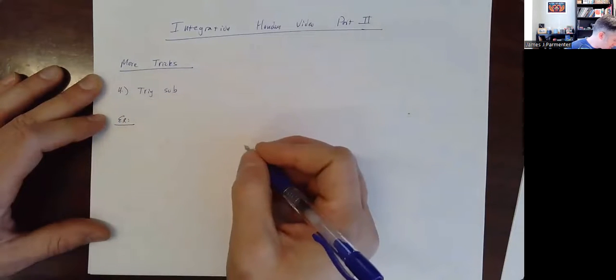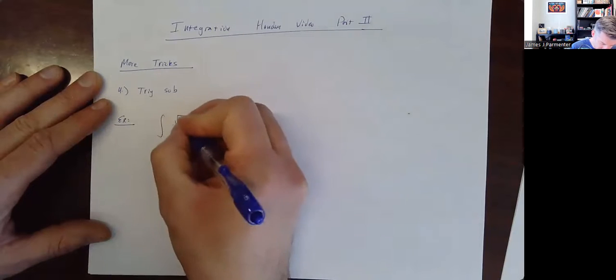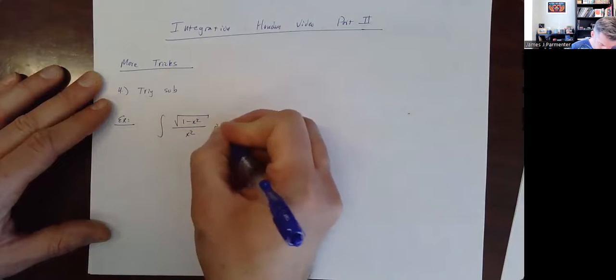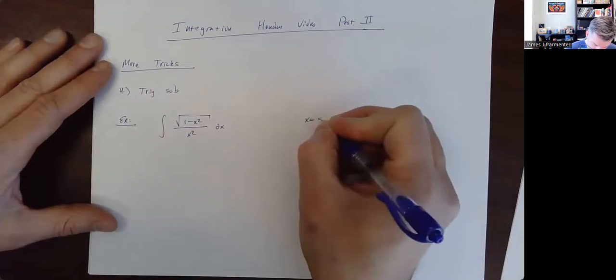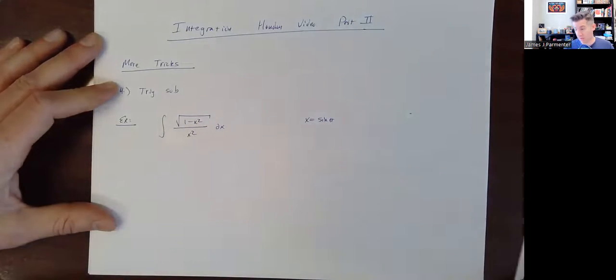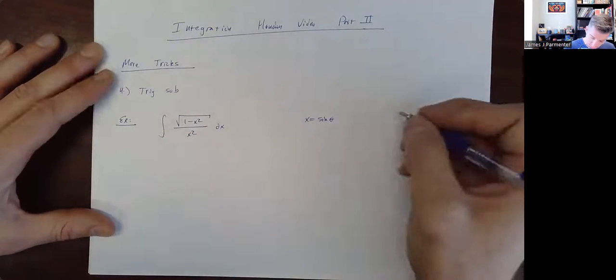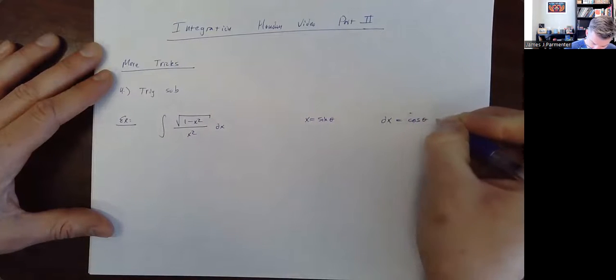for example, let's start with this one, the integral of the square root of 1 minus x squared over x squared dx, I'm going to let x equals sine theta. The reason is because if x equals sine theta, then the 1 minus x squared becomes a trig identity that I know, one of the Pythagorean ones. So I'm going to write down two things. Thing one, I need dx. dx is going to be cosine theta d theta.